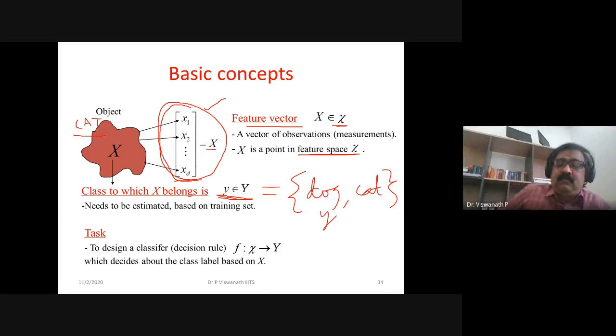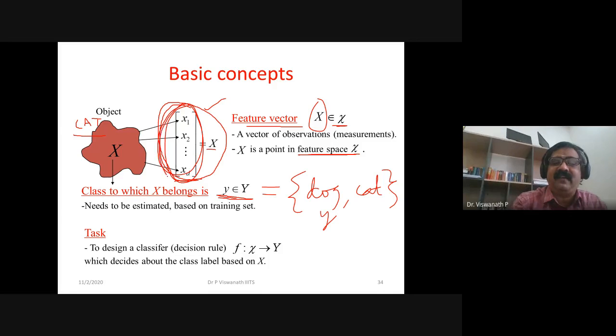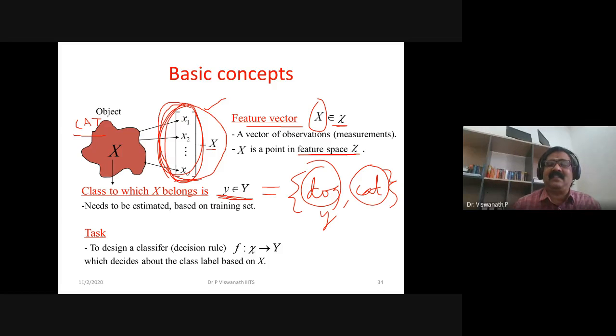Now our problem is, given this X, that is, given a feature vector like this, one has to identify whether it is a dog or a cat. This is what is called the machine learning classification problem.